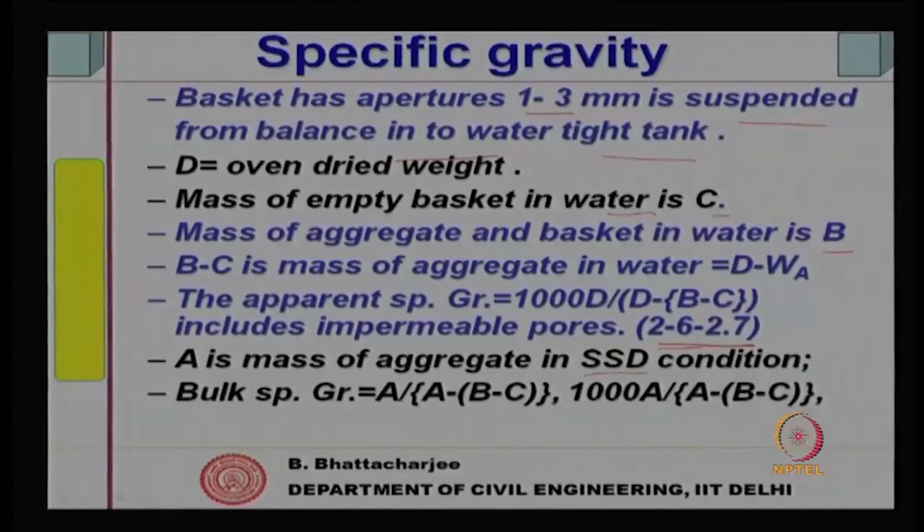Okay. So, A is the absorption basically. If A is the mass of aggregate in SSD condition, bulk specific gravity is sometimes given by this A, bulk density you can say. Supposing I find out A is the mass of the aggregate, A divided by (A minus (B minus C)) in the same manner, you can call it bulk specific gravity, where A is the mass of aggregate not in oven dried condition, but in what is called saturated surface dry condition. We will look into saturated and surface dry condition quickly.